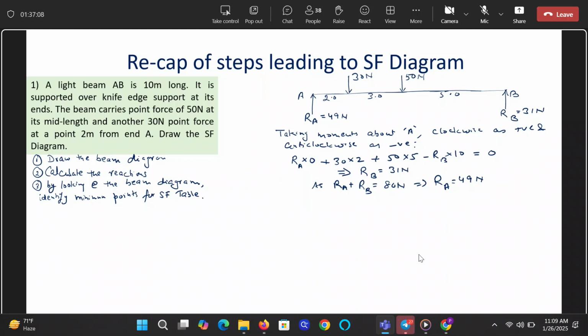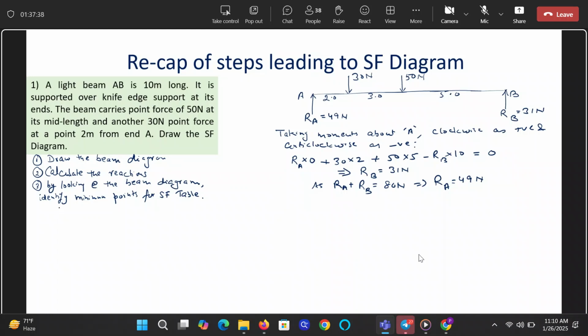If you miss out these points, you will not be able to shape your BM diagram. You take 1 point extra, that is not a harm if you continue doing correctly after that. But if you miss out any of these and take lesser than this, then that will send you in a spin. So the word here is minimum points for SF table. Now, how will you identify the minimum points for SF table, guys?